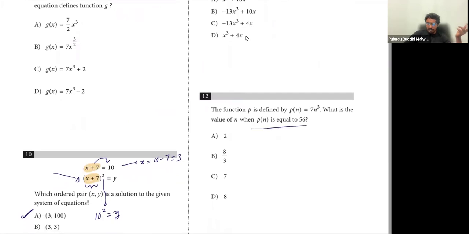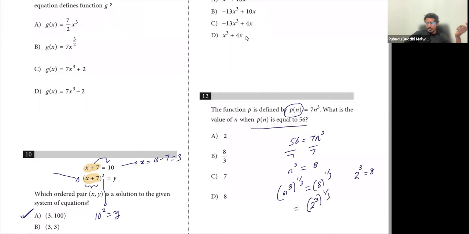Pn is equal to 56. So I'm going to replace this part by 56. Then solve for n. Divide both sides by 7. Then take the cube root, I think. That's actually 2, because 2 to the power of 3 is 8. 2 to the power of 3 to the power of 1 over 3 is 2. So n equals 2.